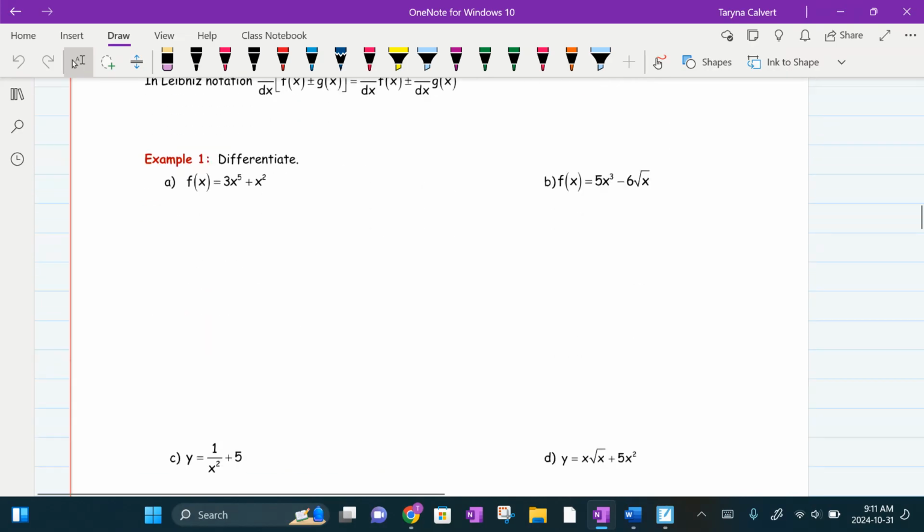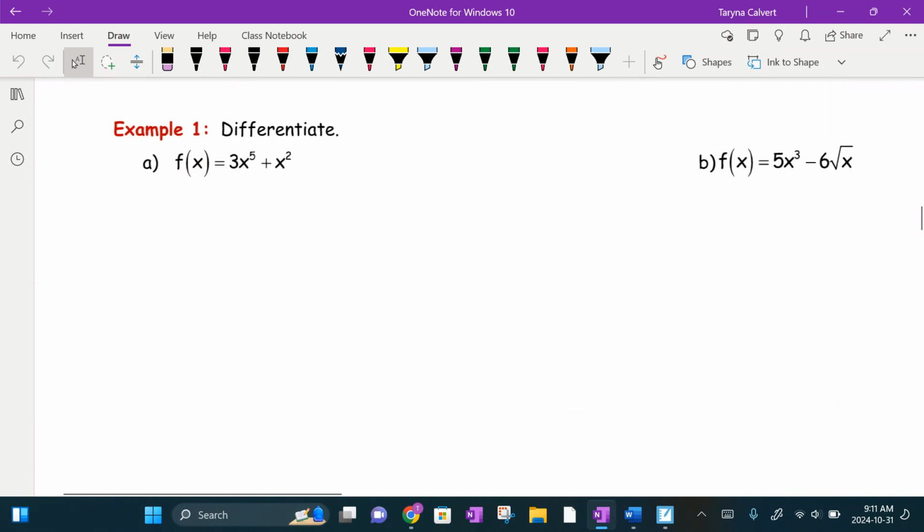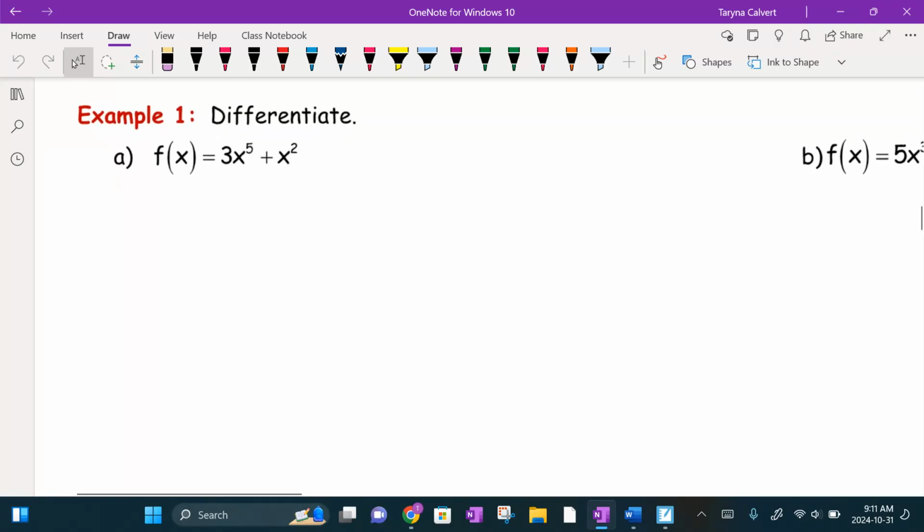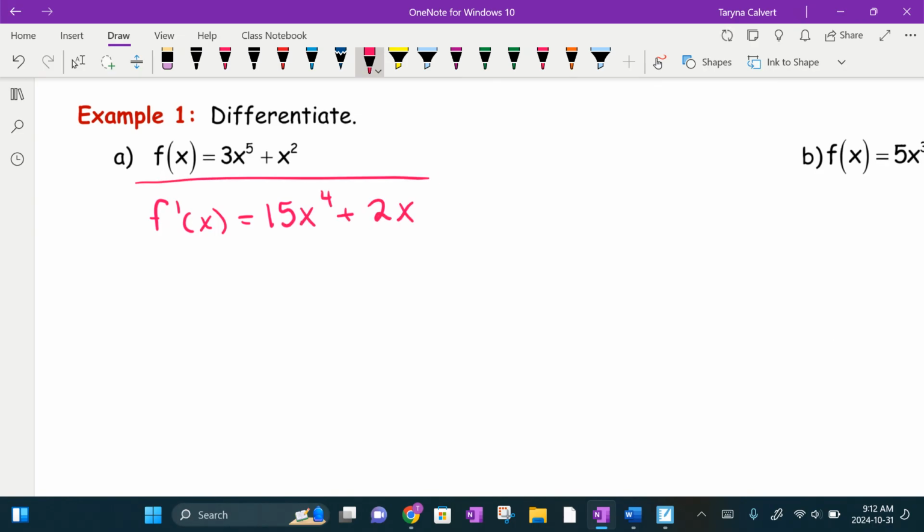So I'm just going to do a couple with you guys and then let you go. So just like lesson 1, there will be a few terms that you have to clean up a little bit before you can apply the power rule to each individual term. All right, so this one really quick would just be the derivative of f of x is 15x to the power of 4 plus 2x. Done.